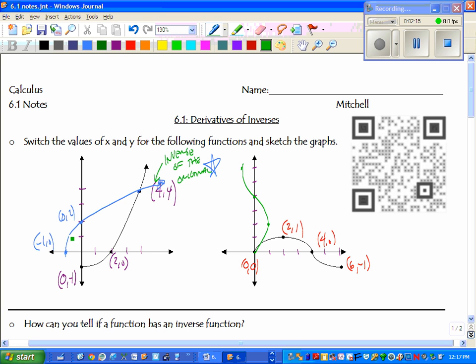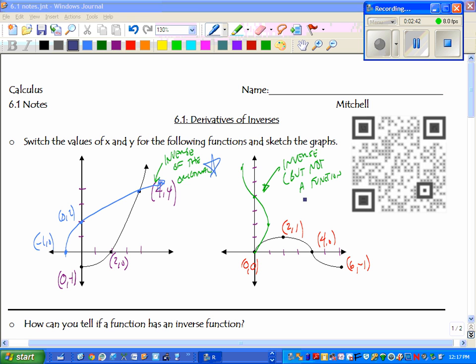And it's still a function. Over here, this is the inverse of the original function, but it's not an inverse function, it's just an inverse. It's still an inverse of it, but it's not a function, it doesn't pass that vertical line test. Right, because we can draw a vertical line that goes through more than one point.